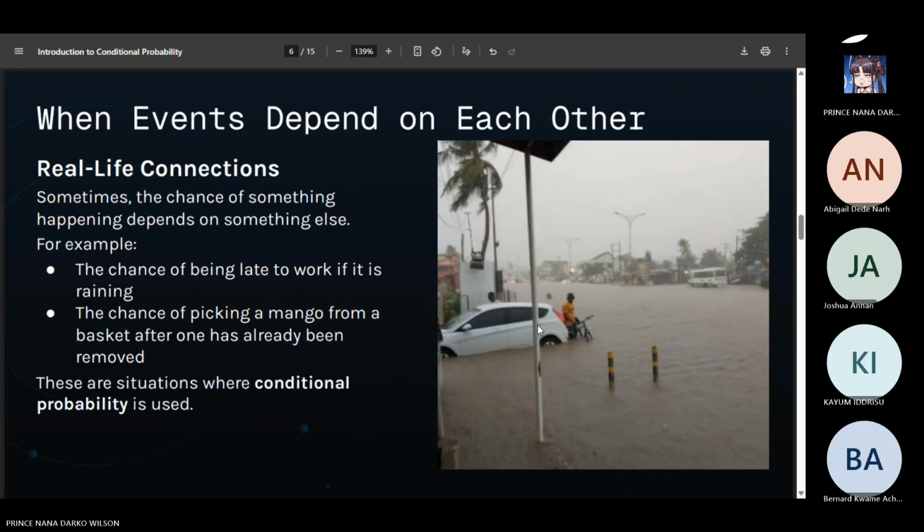All right. When events depend on each other, in real-life connections, sometimes the chance of something happening depends on something else. For example, the chance of being late to work if it is raining. So this time we are not just measuring the probability of you being late to work, but the chance of you being late to work provided that it is raining. So we are looking at two events. One is you being late to work depending on the fact that it was raining. The next one is the chance of picking a mango from a basket after one has already been removed. These are situations where conditional probability is used.